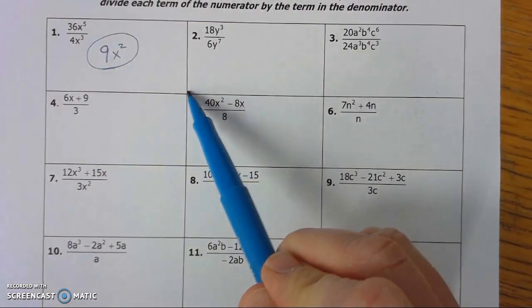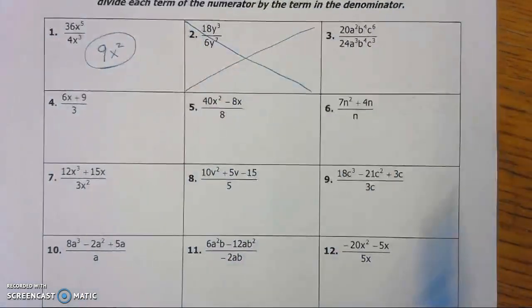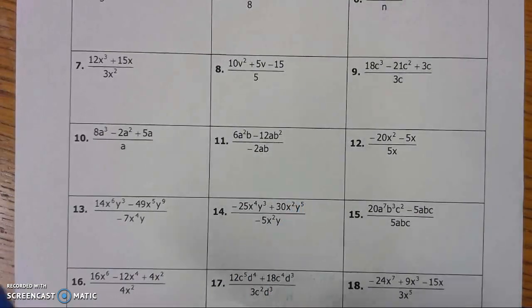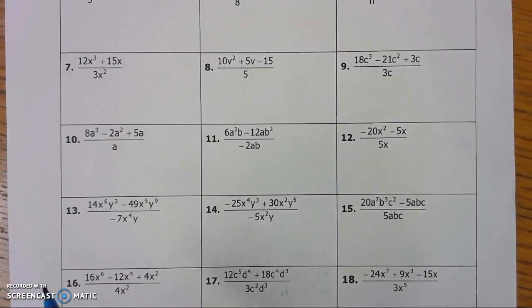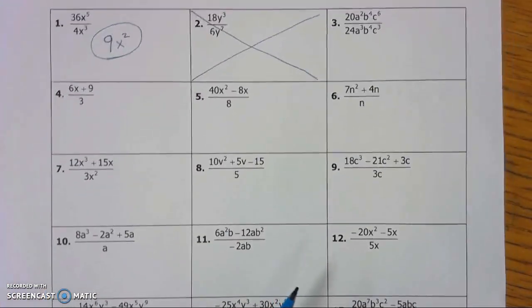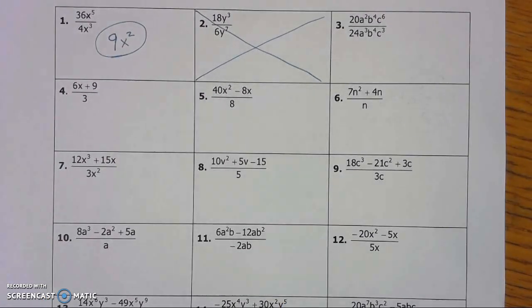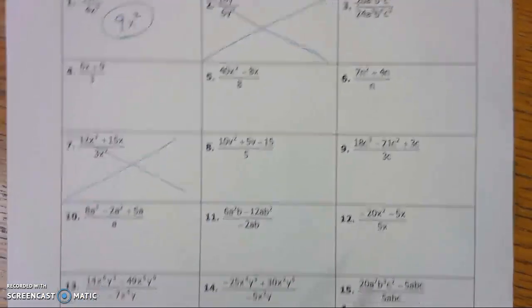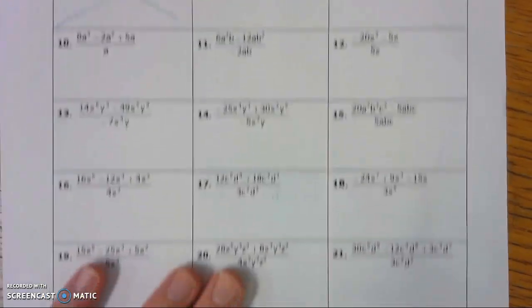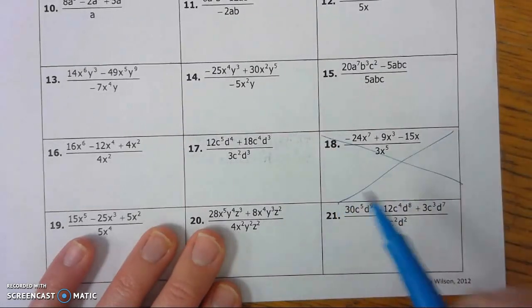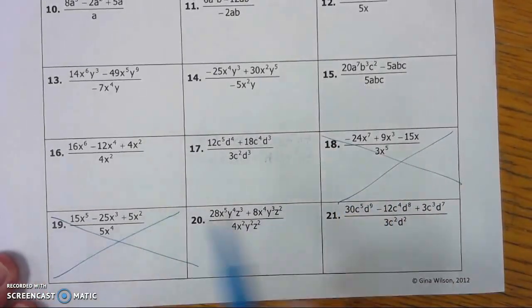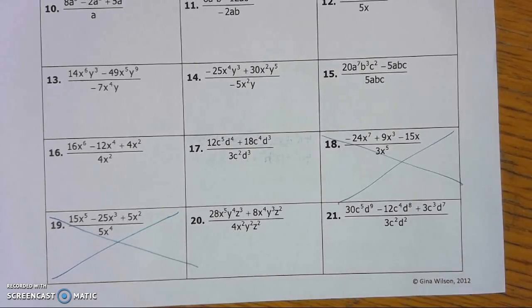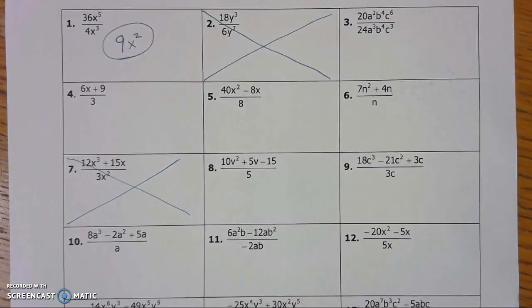I do not want to deal with negative exponents on this particular page because when we're dividing a binomial or a trinomial, it starts to get into stuff that I have not taught you yet. And so I want you to cross out number 2. I want you to cross out number 7 because that's going to be the case in that one. And then 18 and 19. So cross out 2, 7, 18, and 19. And then the rest of these will be all ones that work out nicely.